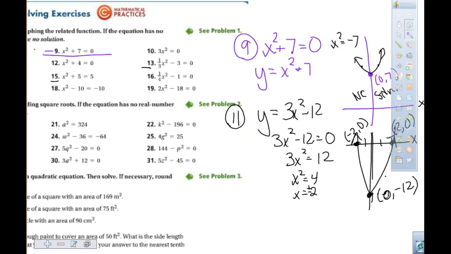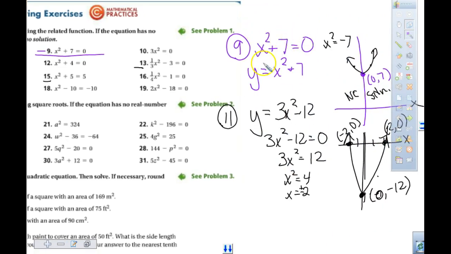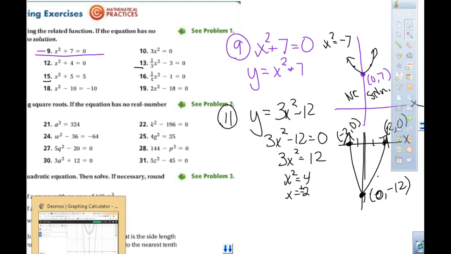One yesterday in class, we said x squared plus 7 equals 0. X squared equaled a negative number. It was no solution. If you're struggling with these, my hint would be go to the Desmos calculator.